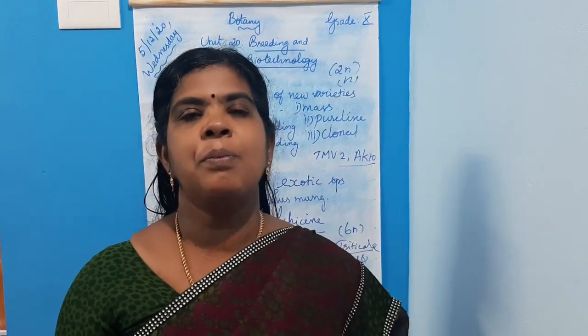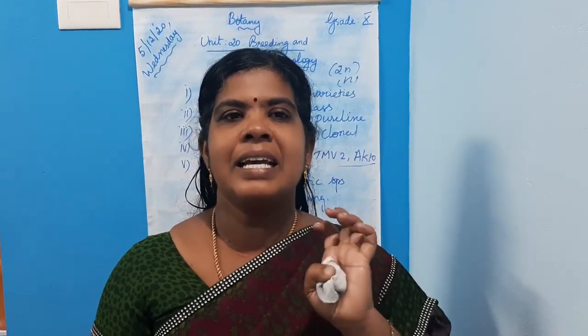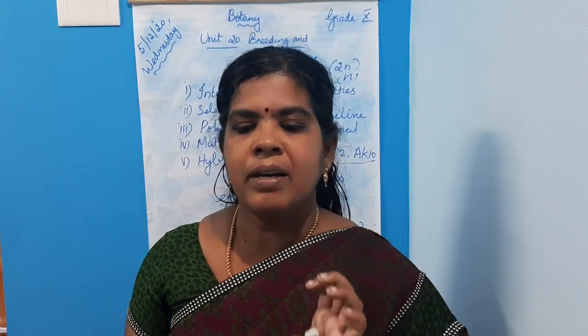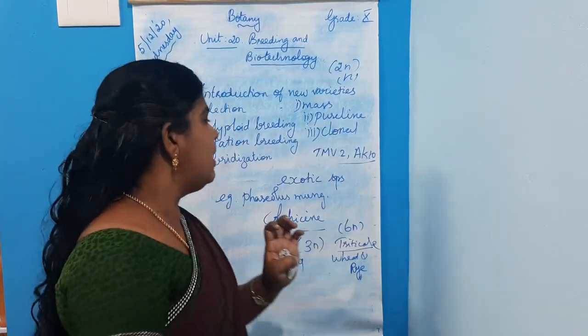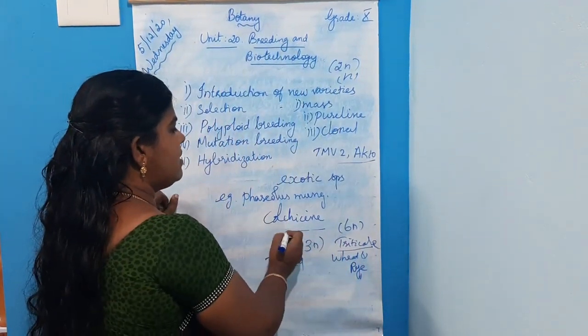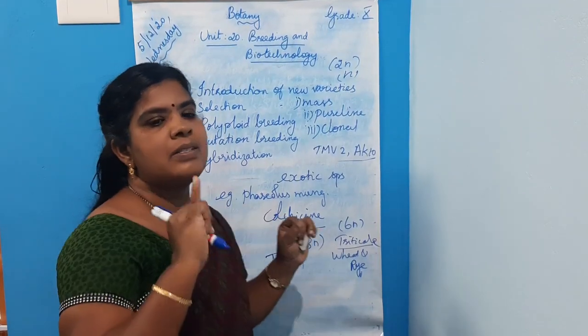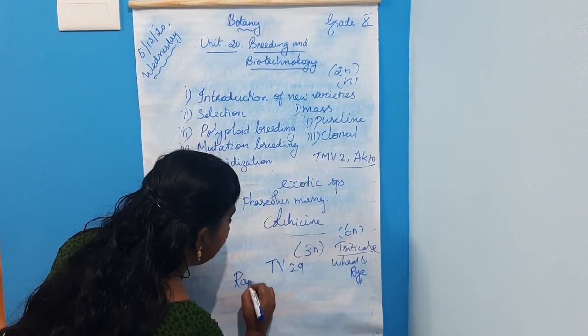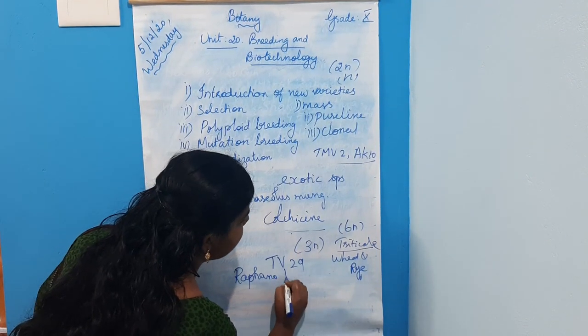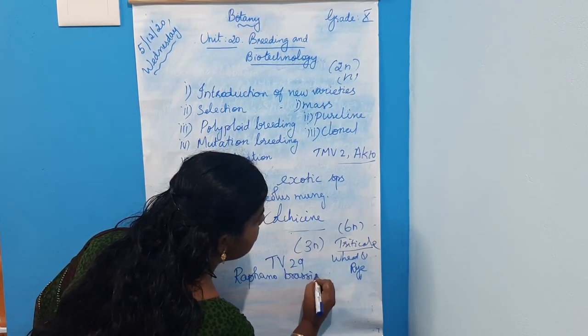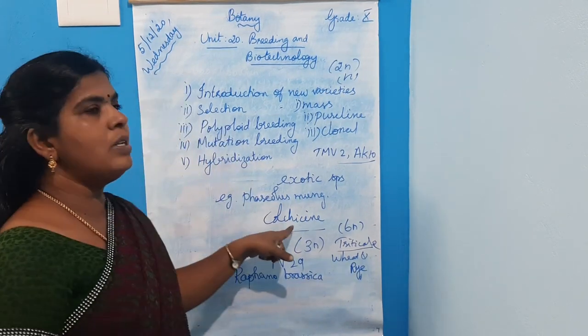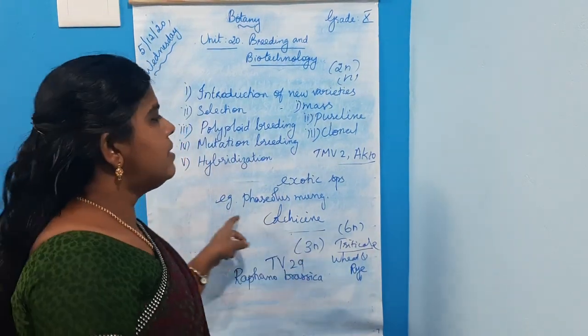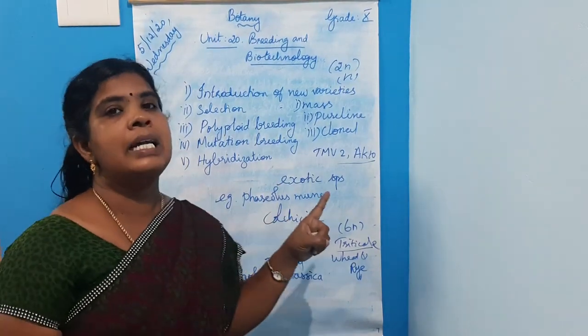Next is Brassica. It is an allotetraploid. It is obtained through colchicine treatment. So these are the achievements of polyploid treatment.